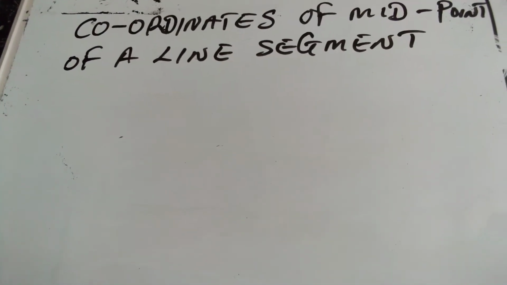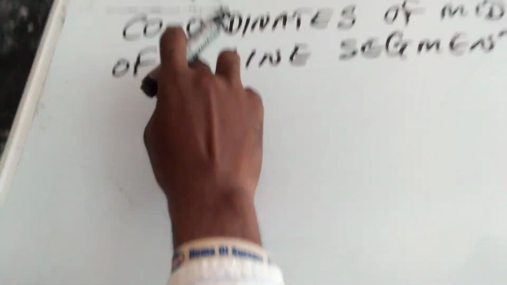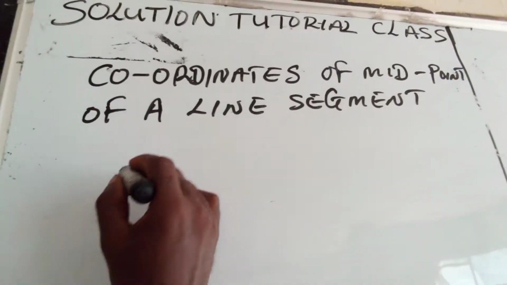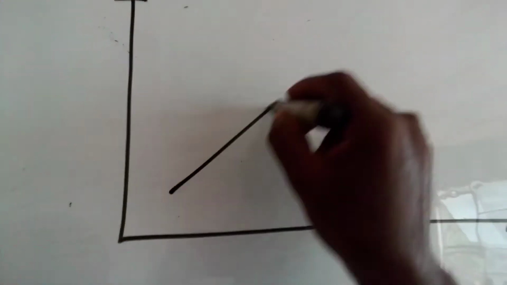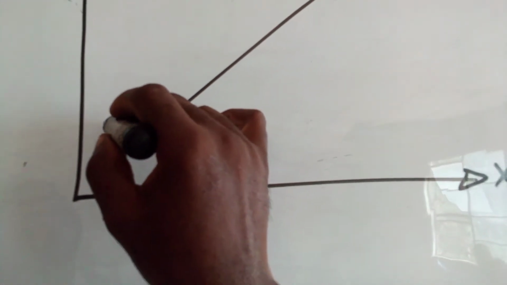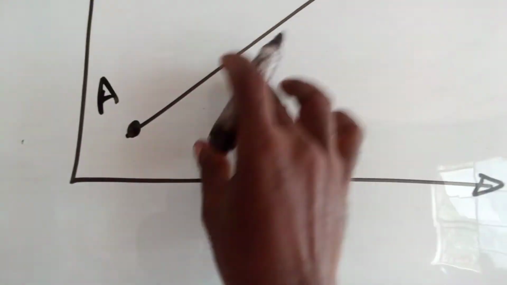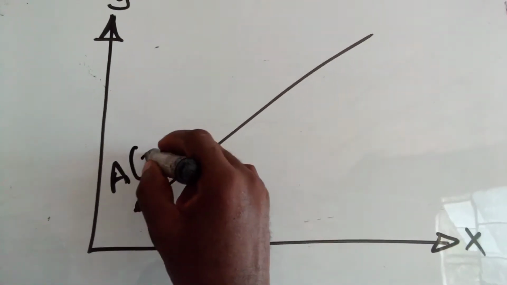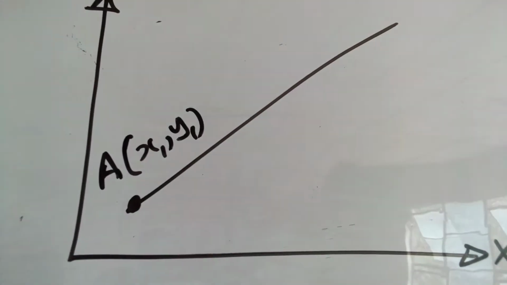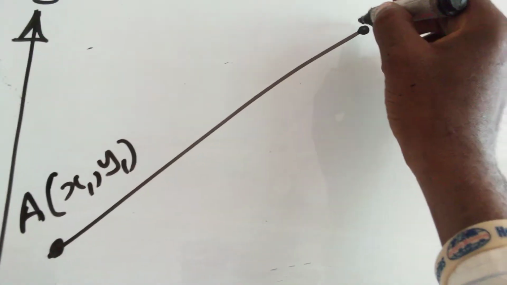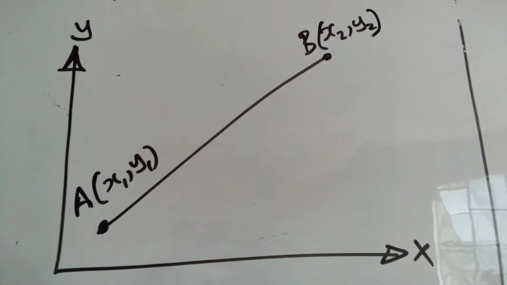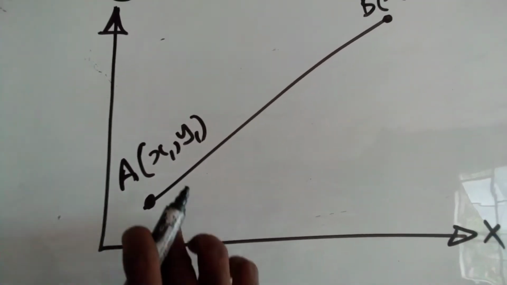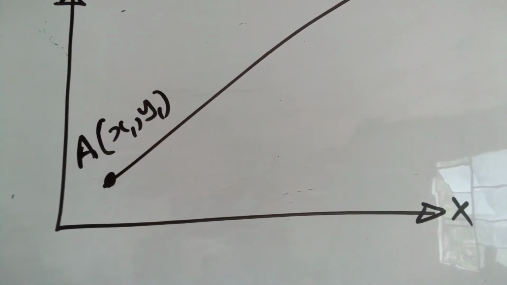Unit of midpoint of a line segment. Midpoint means center. So you have your y-axis, you have your x-axis. Then let's say we have this line. For you to have a line, it means there are 2 points, because a line joins 2 points. So this point A has x1 and y1 as its coordinate and ordinate. Then you have point B, x2, y2. You want to get the coordinates of a point that will divide this into 2 equal parts. That's what I mean by midpoint.